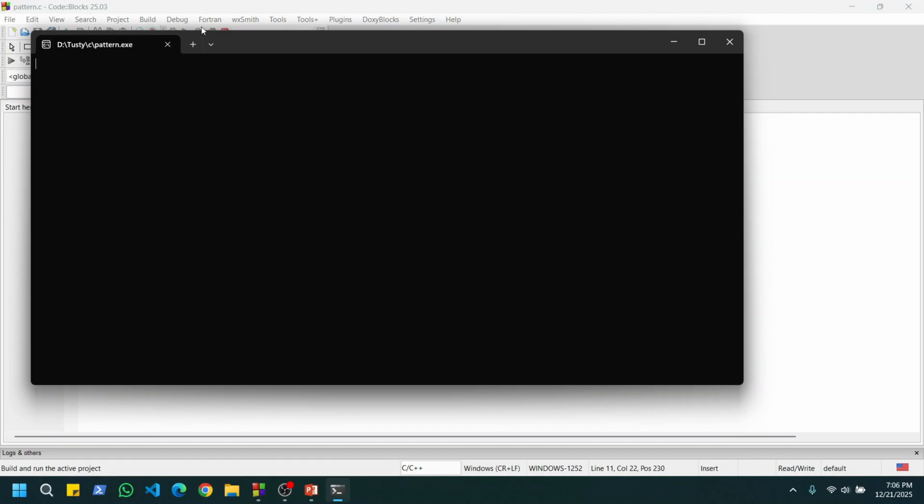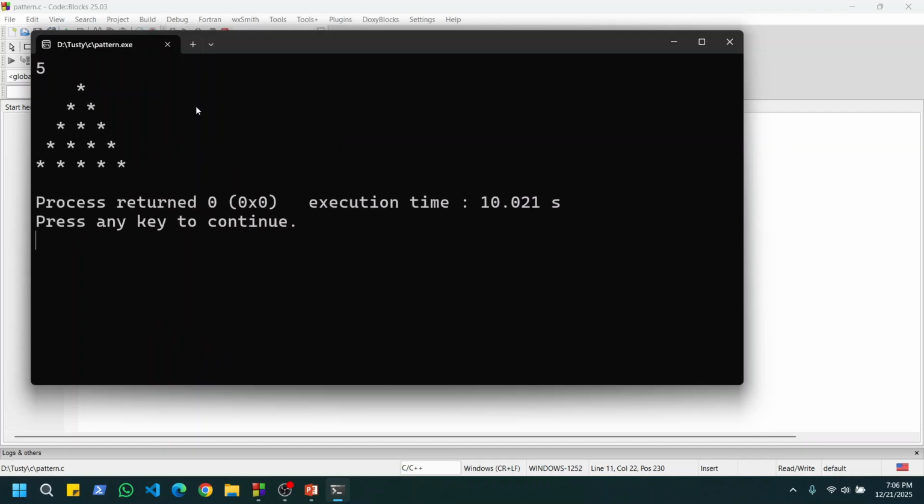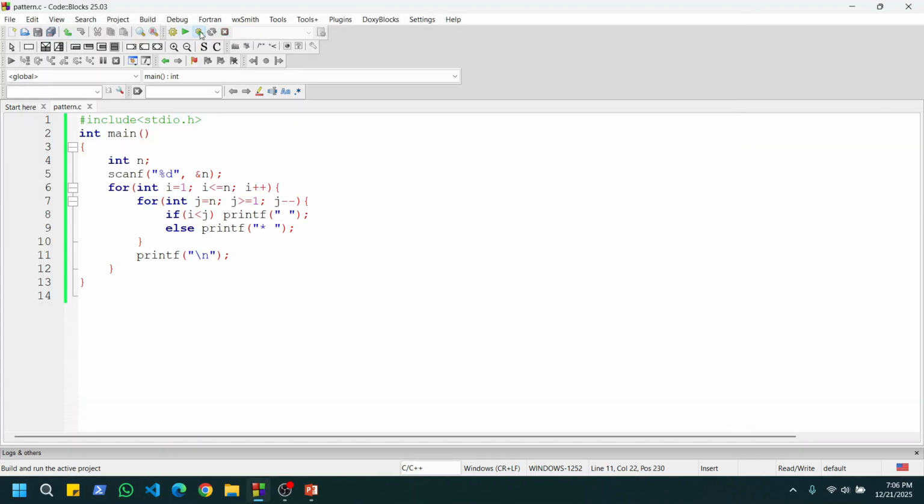As the value of i increases, the number of stars also increases. Now you can see the output.